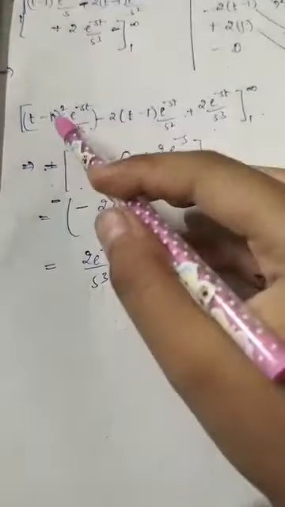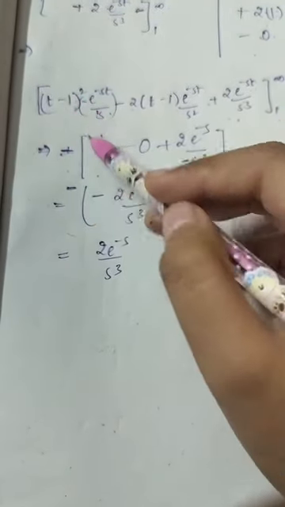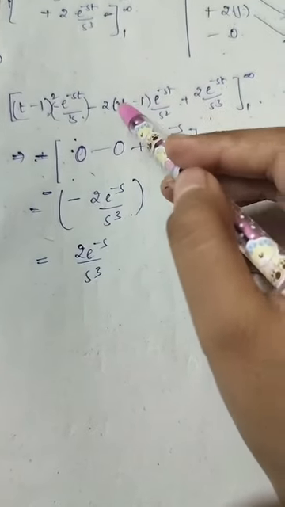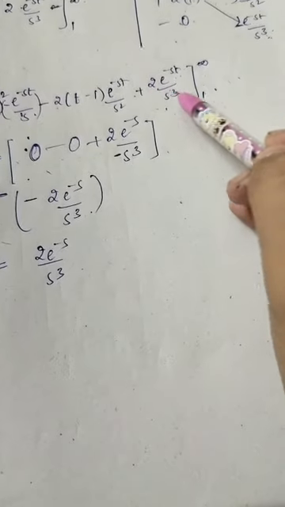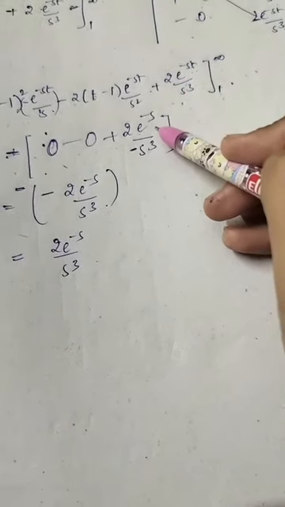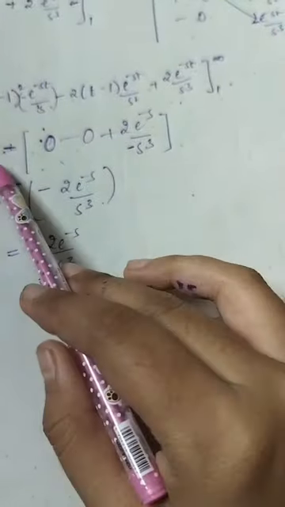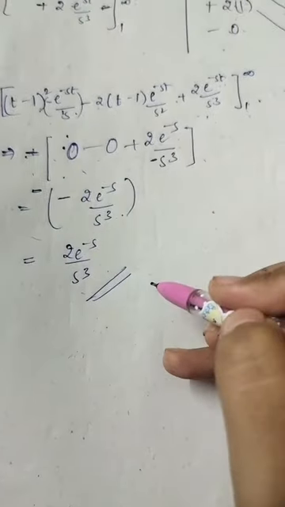Here 1 is there, so we will substitute the 1 here, so 1 minus 1 will be 0 and the whole term becomes 0. Coming to the next term, t minus 1, that is 1 minus 1, 0, the whole term becomes 0. Here we will substitute 1 in this part, so we will get this one. Then negative into negative we get a positive, so this is the final answer.